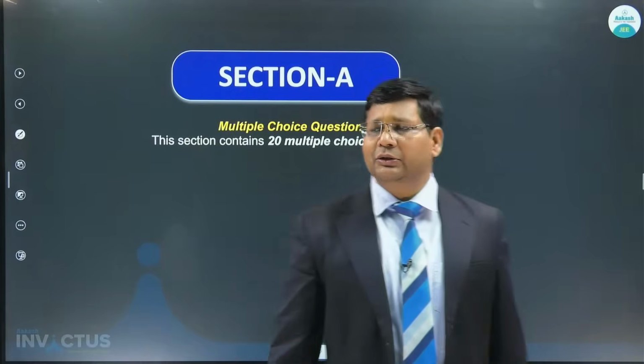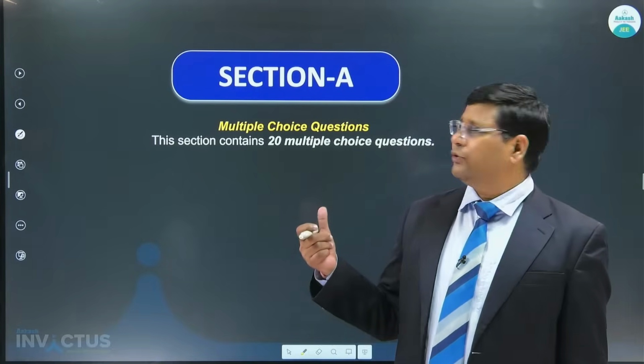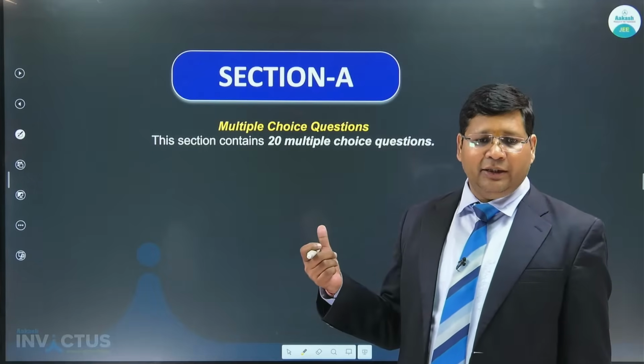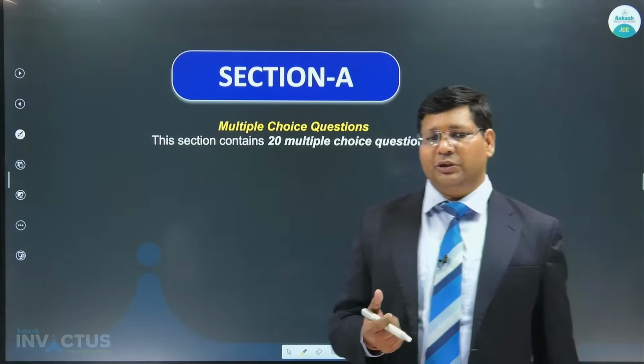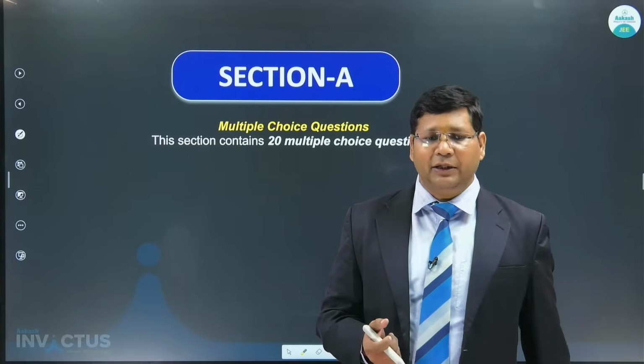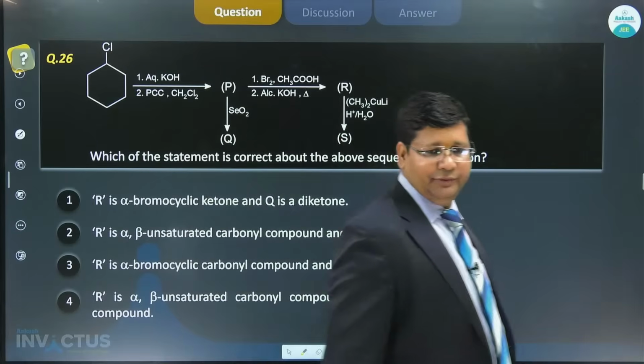In this paper we have section A and section B. Section A consists of 20 multiple choice questions, and section B has 5 questions which are integer based. I hope you all have done this paper, so let me analyze it. Let me begin with question number 1.